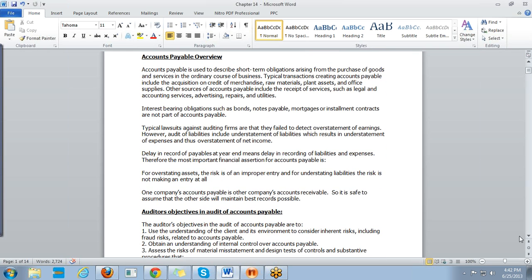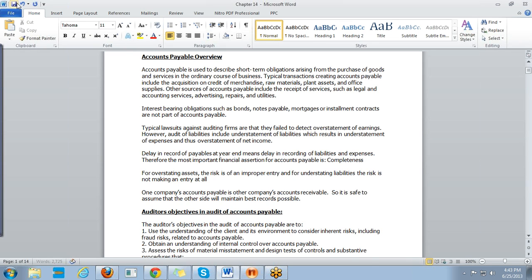So you are sort of changing the hat in a way, now you're going to be looking for completeness. Existence is also important where there are mistakes, but completeness gains a priority right now with liabilities. Delay in recording of payables. Okay. The most important is completeness.